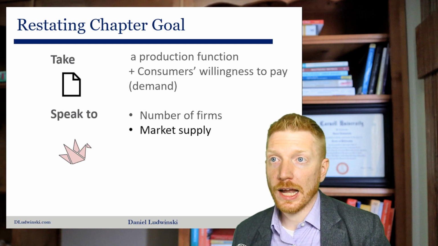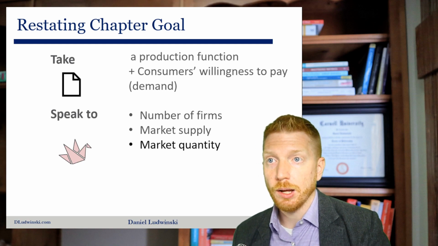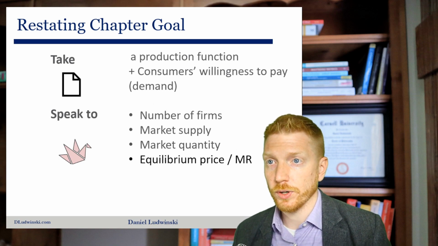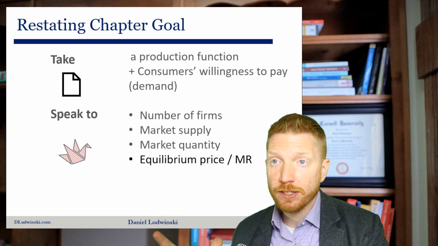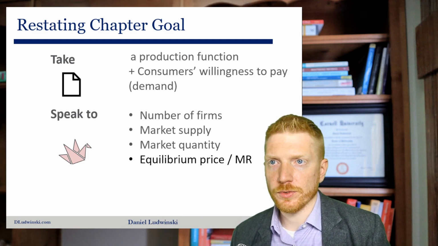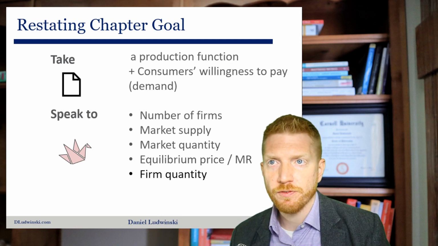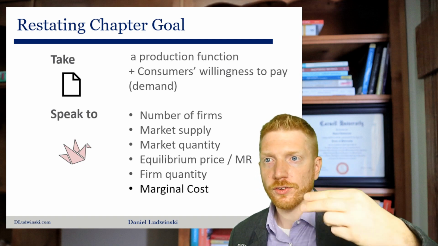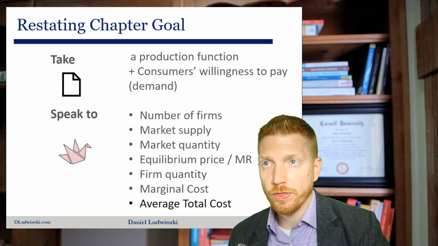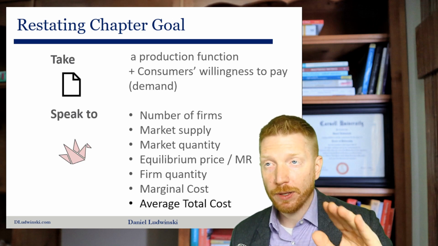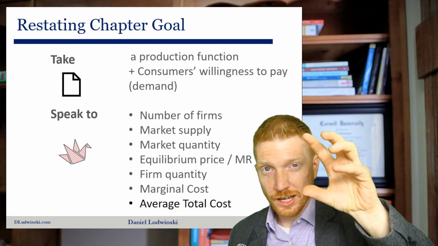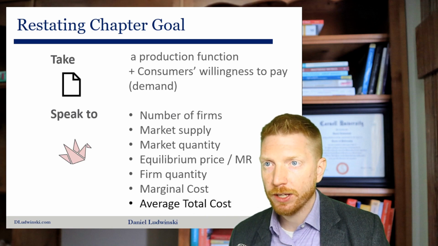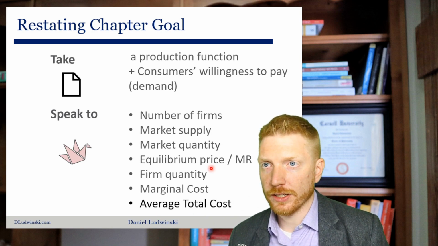We're going to speak to how much the market would supply, both in terms of the market and the firm quantity. We're going to be able to speak to the equilibrium price and the marginal revenue that the firms are receiving, and how much each firm is making and for what cost on the margin and what cost on average. So that is where we're going to go: that ability to take these really reduced small things and build them into something larger that we're speaking to in these dynamics.